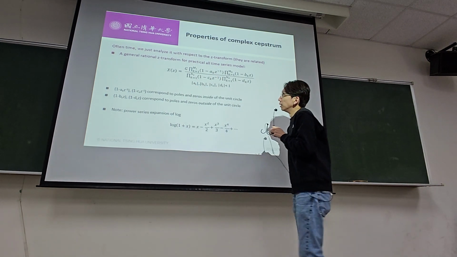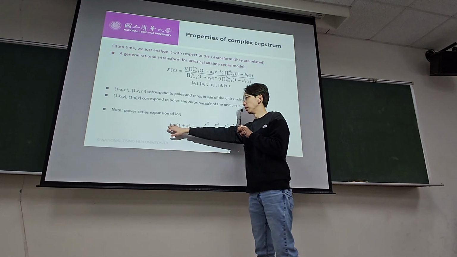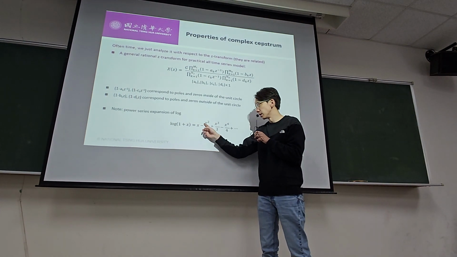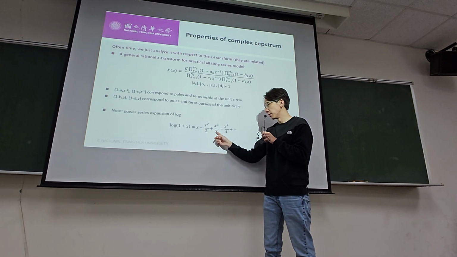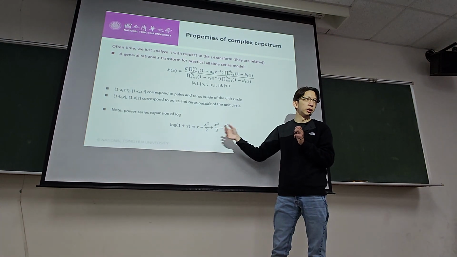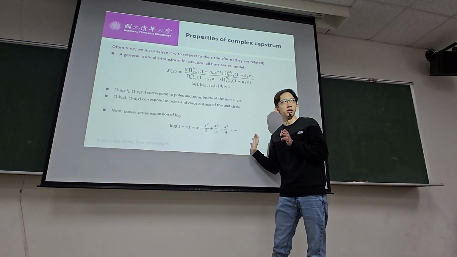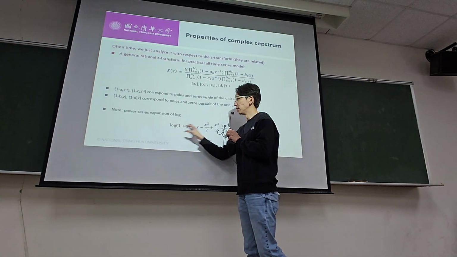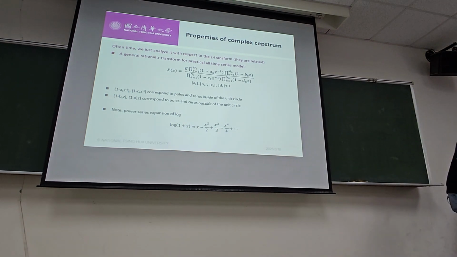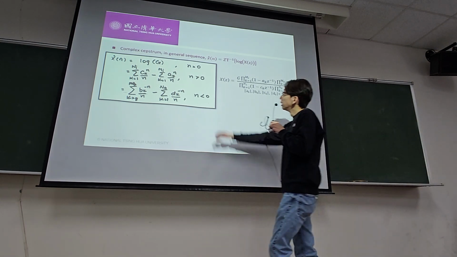Now, by looking at the power series expansion of log: log of 1 plus x is something like this: x minus x squared divided by 2 plus x cubed divided by 3 minus and so on. This is like a Taylor series expansion. These are things you probably learned in calculus. Remember this expansion series of log.